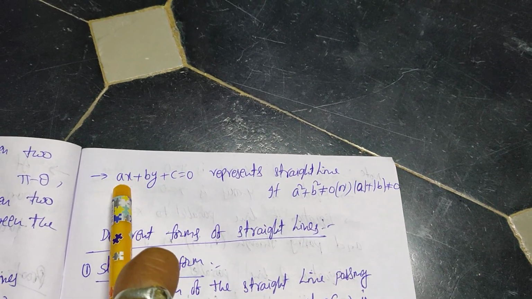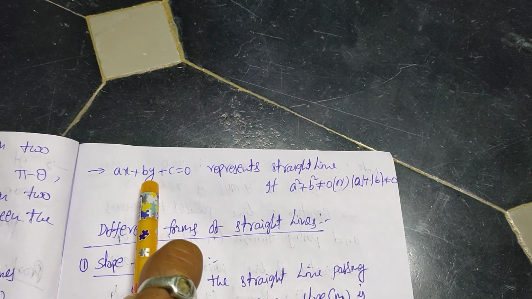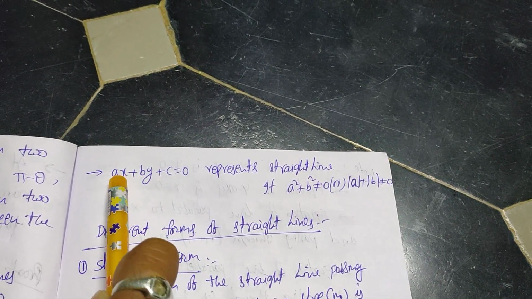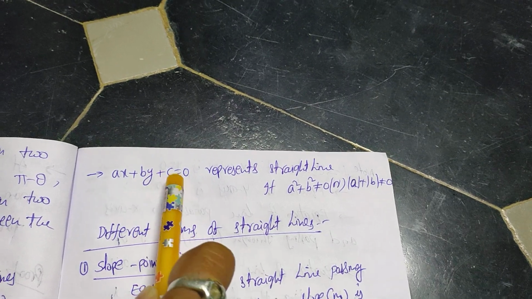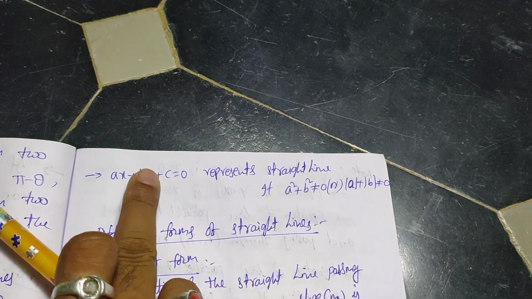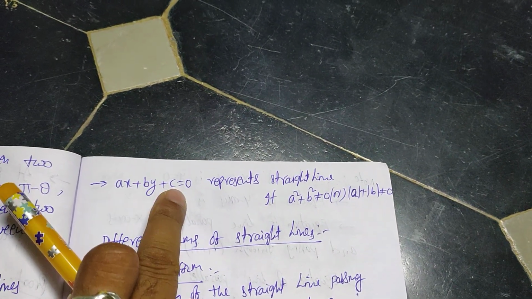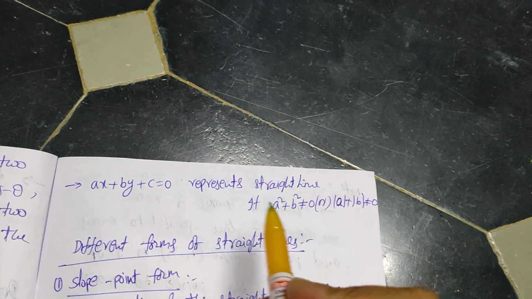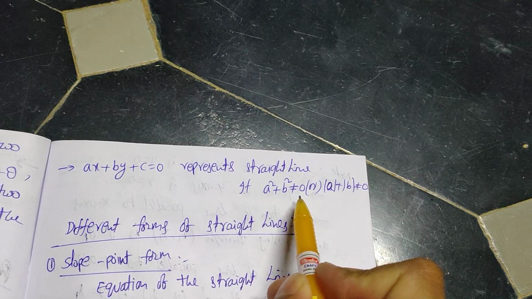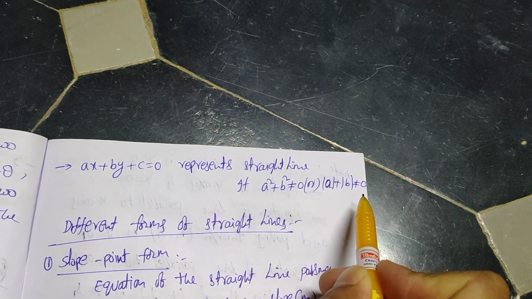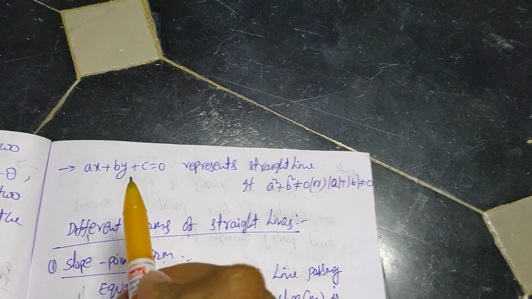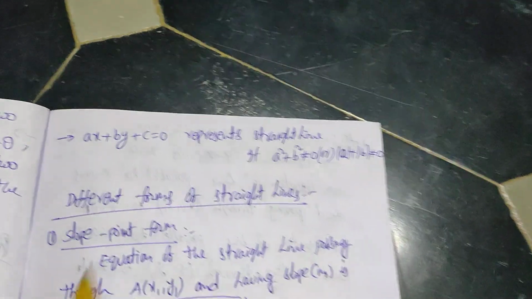But if a is equal to 0 and b is equal to 0, then it is not a straight line, because a is equal to 0, b is equal to 0 means it is c is equal to 0. c is a constant. Degree of c is 0. So it is not a straight line. So the meaning of a square plus b square not equal to 0, or mod a plus mod b not equal to 0, means a and b both should not be 0 at a time. That is the meaning of this.